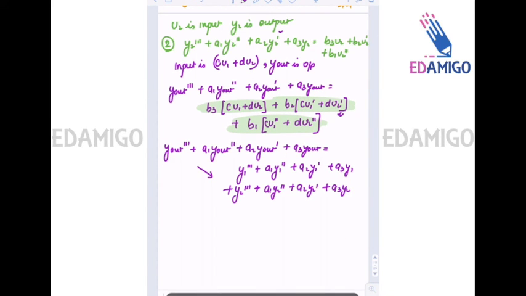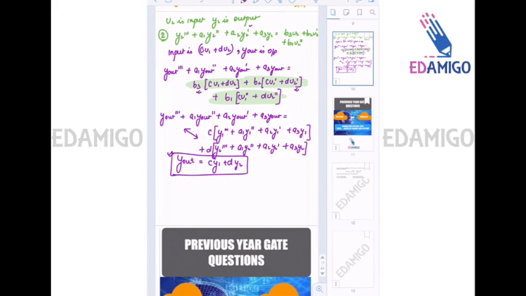Now if we compare the RHS and LHS, we can say that it will be equal to C times this and D times this, because we can see that C and D are the variables present here. So we can say that y out is equal to C times y1 plus D times y2. So we can say that this equation also follows the linearity property.